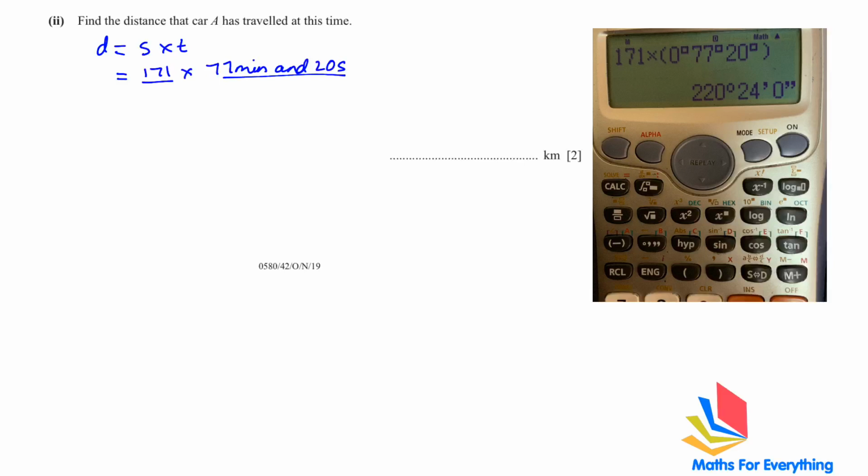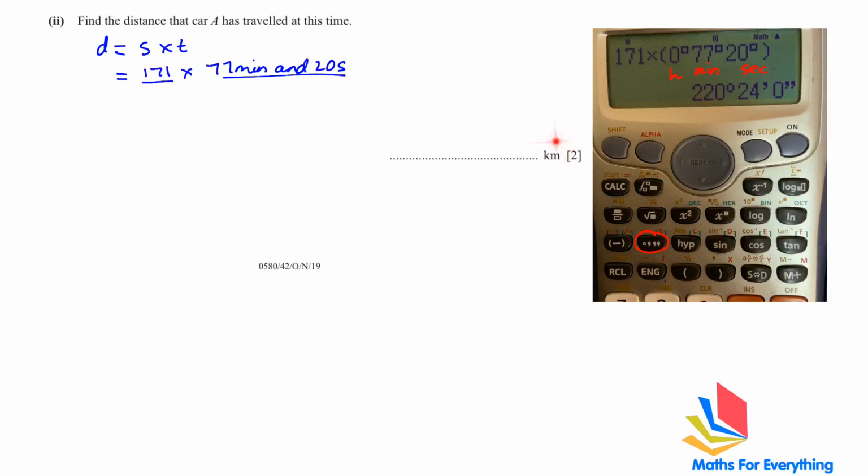So in the calculator, we will write it in this format: 171 multiplied by. This is your hour, this is your minute, and this is your second. To convert 77 minutes and 20 seconds into hour. We don't have hour here. So we write 0 and press this button here. And then you write 77, press this button again, write 20, press this button again. And this is the answer you will get.